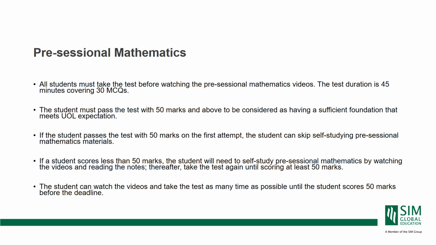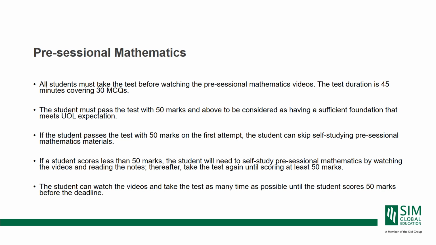If you score 50 and above, that means you have the right competencies in mathematics, and as a result, you can skip studying pre-sessional mathematics if you want. But obviously, even if you have scored 50, it's better for you to go on and self-study those videos and teacher notes for pre-sessional mathematics. Now, if your score is lower than 50, that means your foundation is insufficient. You don't have the right foundation in terms of mathematics to do a UOL degree.